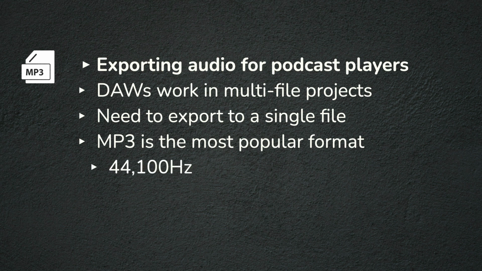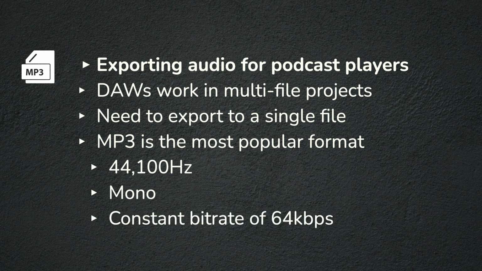And the settings that we want to apply, if you remember our sample rate discussion, 44,100 hertz is the sample rate that we want to export out. We want to export out a mono file in most cases and set a constant bit rate of 64 kilobits a second. And then, given the option in our software, we want to export out at minus 16 LUFS.